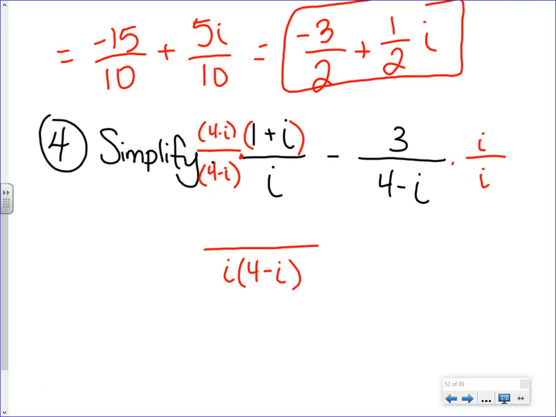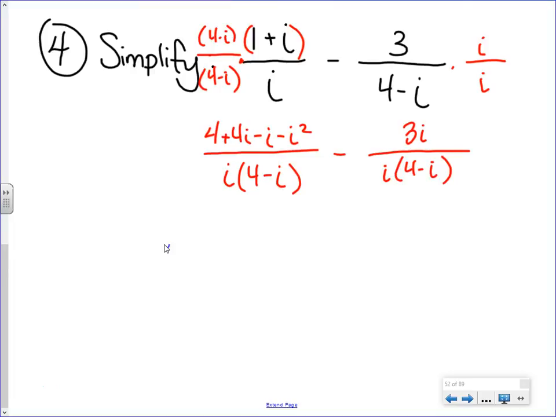Up top we get FOILing, right? 4 plus 4I minus I squared. I know we can simplify, we'll come back to it. I FOILed, right? 3 times I. Once I have common denominators, what can I do? 1/3 plus 1/3 is 2/3. Why? Because you can put them together. They have the same denominator. Same thing here. I'm going to also combine a little bit because 4I minus 1I is 3I.